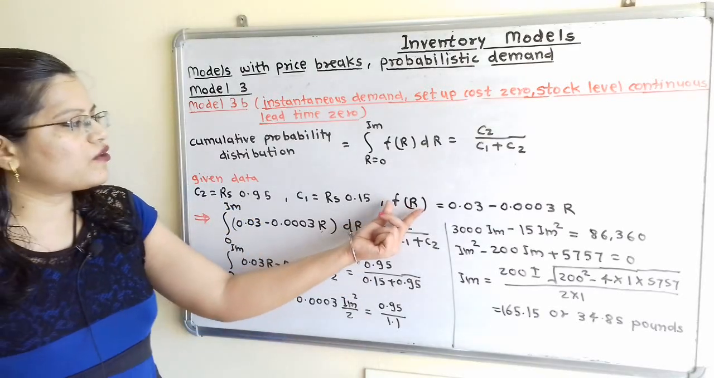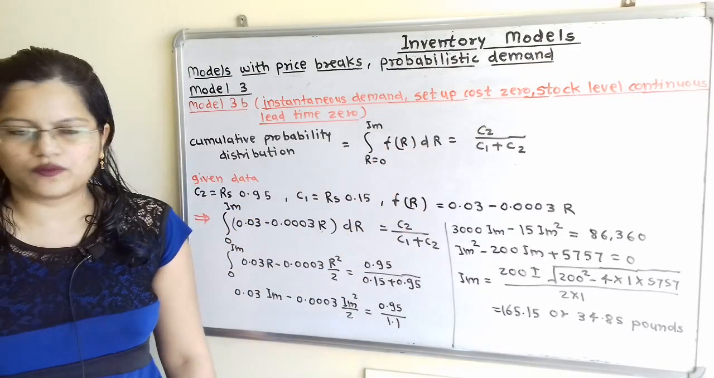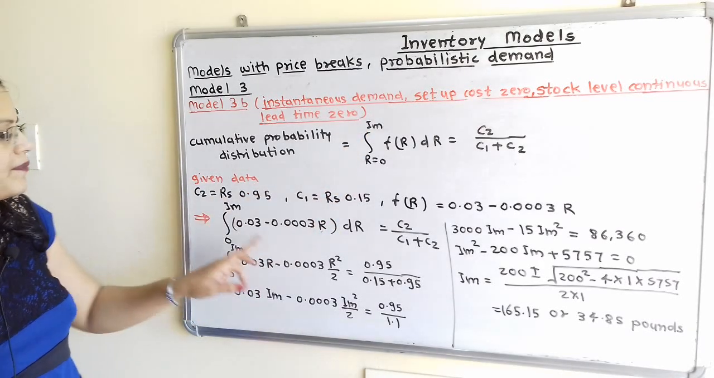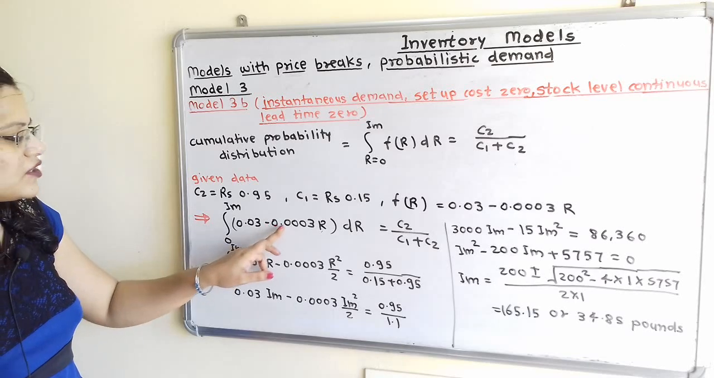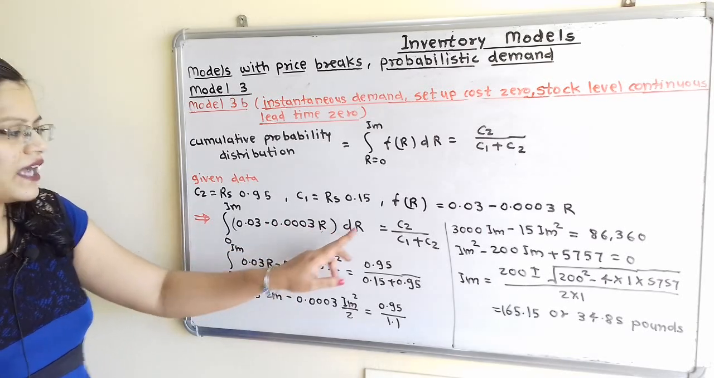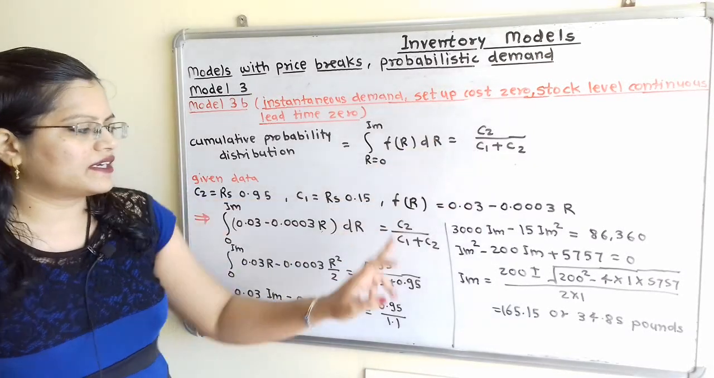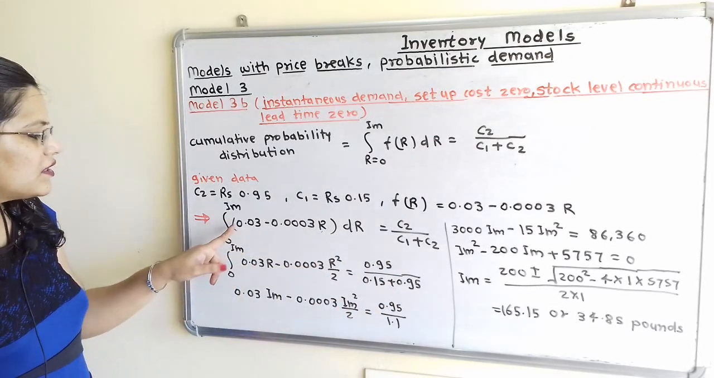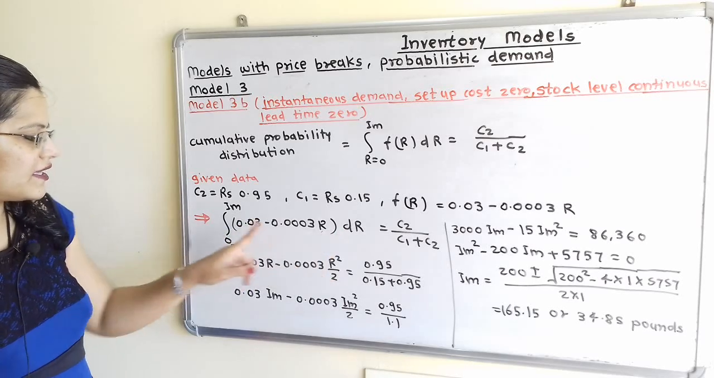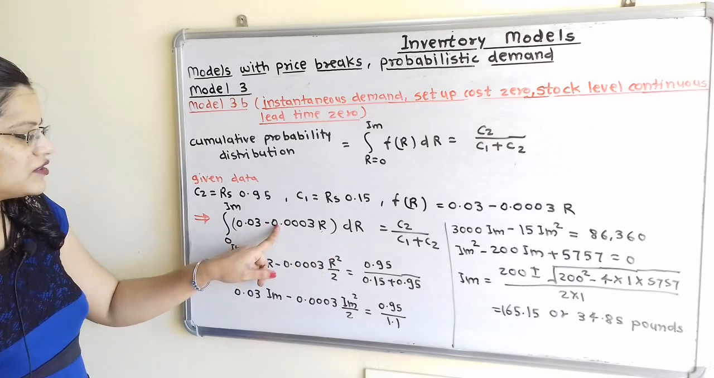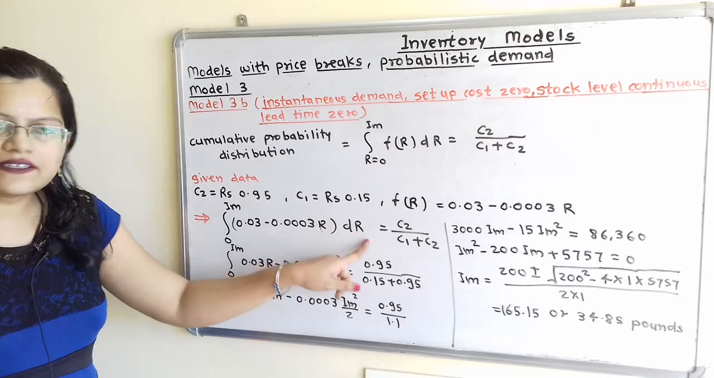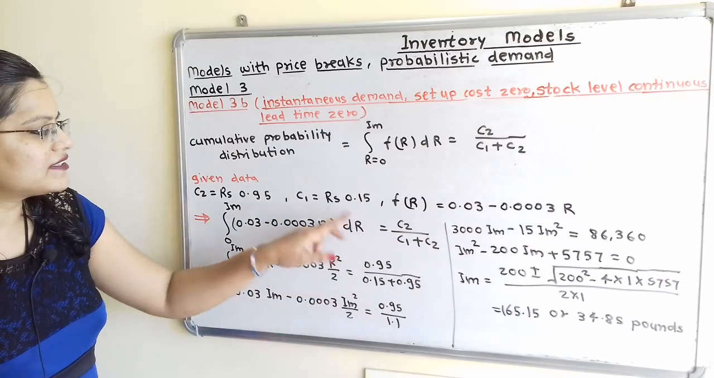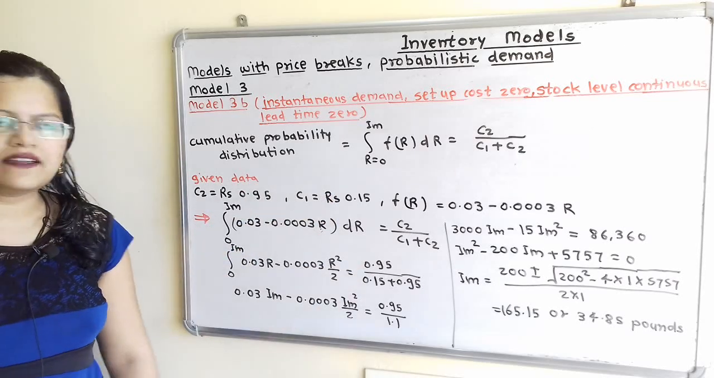Now we will solve the question. We will put the value of f of r in this formula. So we will take the integration from 0 to Im of 0.03 minus 0.0003 r dr, which is equal to C2 divided by C1 plus C2. Now we will solve this. So how to solve this? The integral of 0.03 dr is 0.03 r, minus 0.0003 r dr, that is r square by 2, which is equal to, on the right hand side, we have to put the values of C1 and C2.